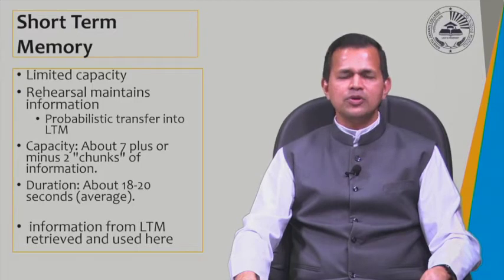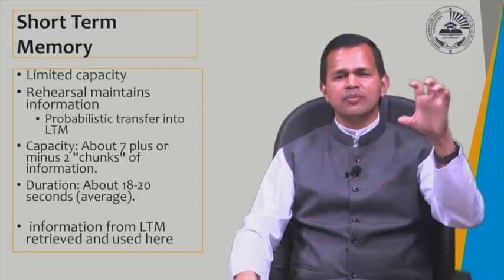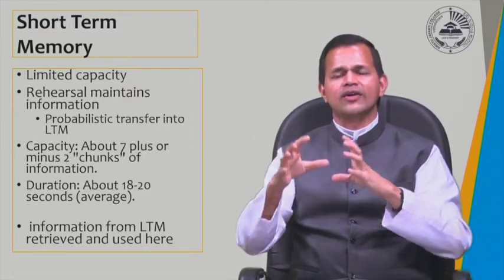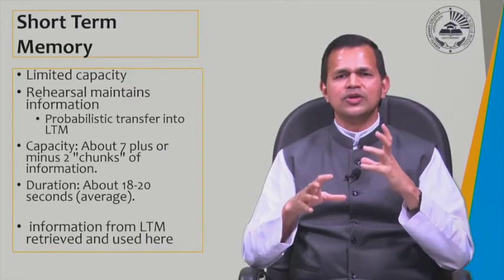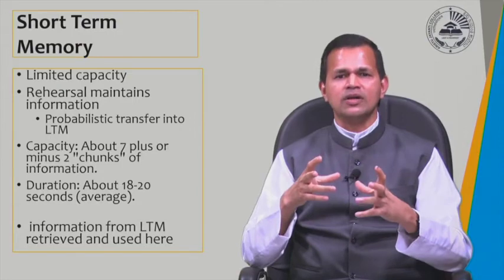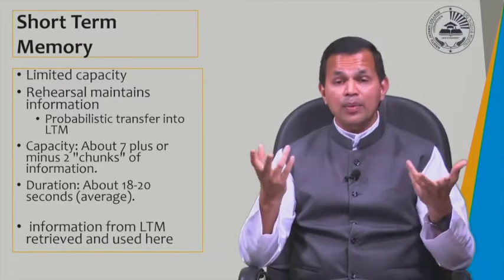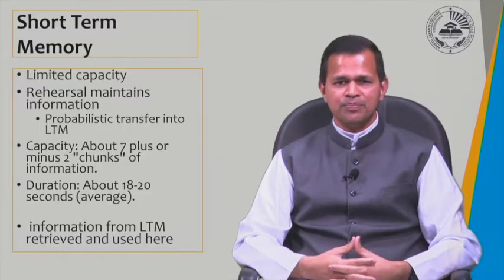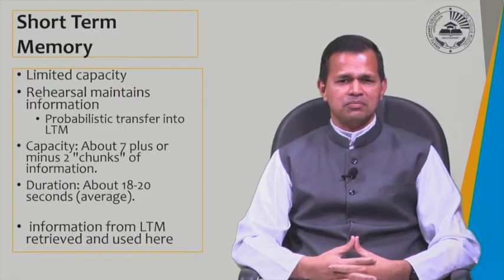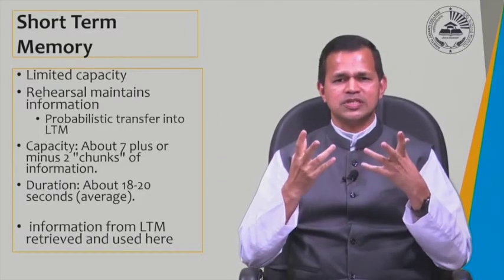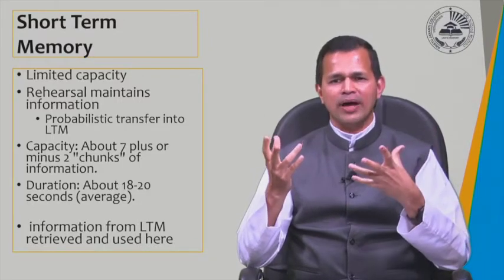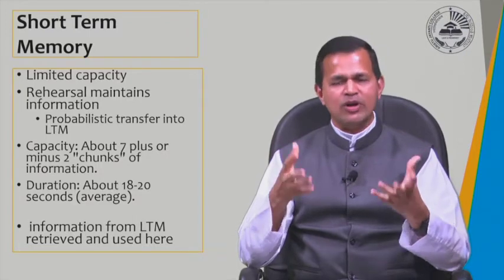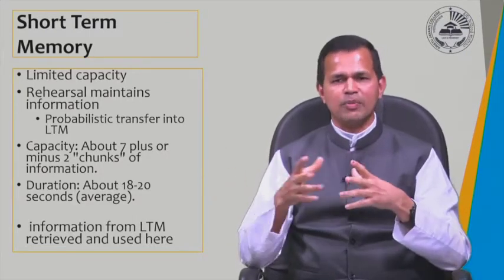And for you to take any information from the sensory memory to the short-term memory, you need a rehearsal. This rehearsal maintains the information, which probably will take you to the next level of it, which is called the long-term memory. This has a capacity of about 7 plus or minus 2 items to be stored at a time, which I will explain in the coming minutes.